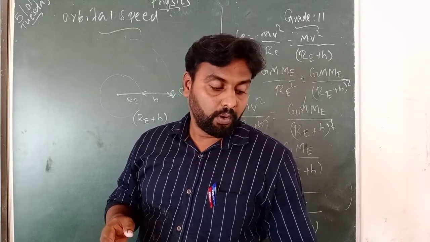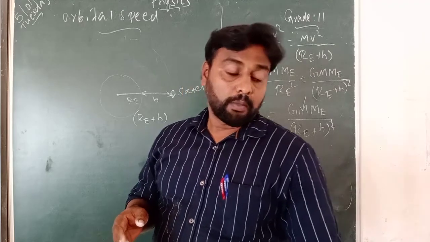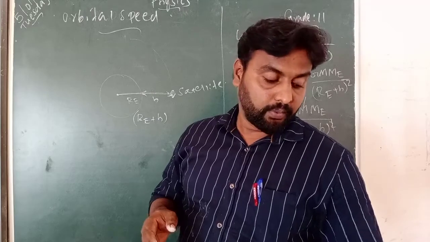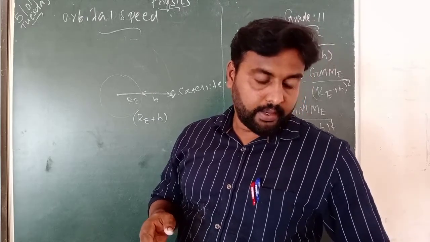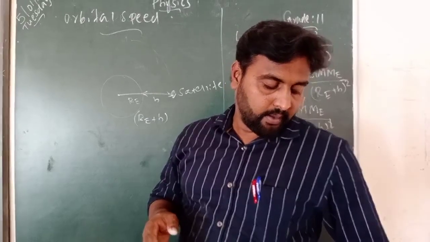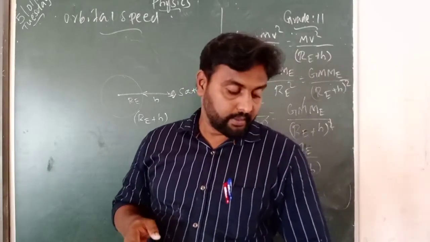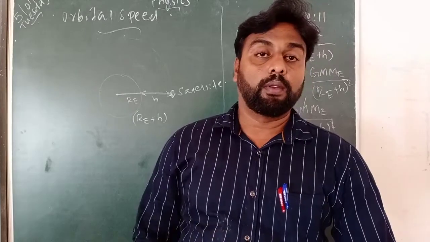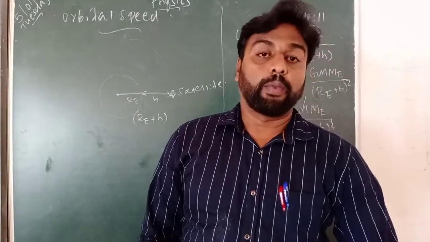Then next, page number 24, orbital speed. Page number 24, for a satellite of mass m moving in circular orbit, centripetal force. Then from there until equation 6.58, the last line, as height increases, the speed of the satellite decreases. Until that, you have to mark it and practice it.